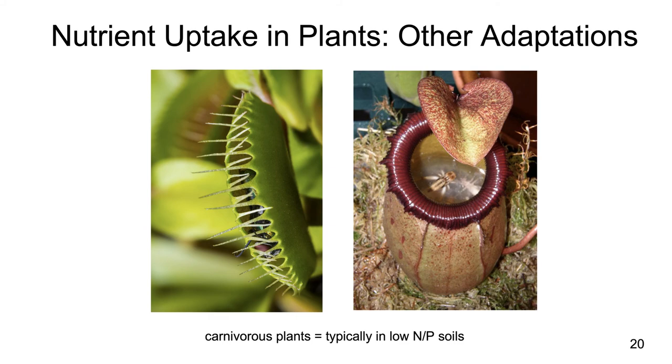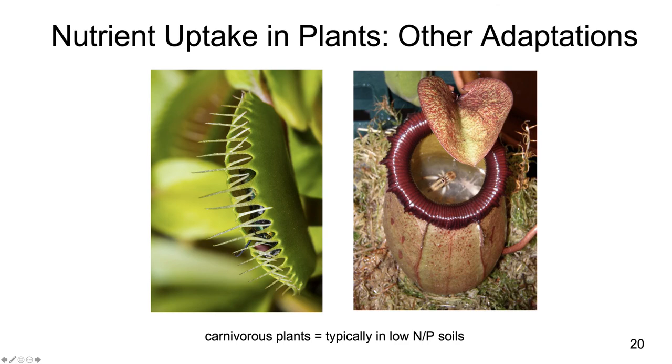Other interesting adaptations that plants have to increase nutrient uptake, other than mycorrhizal fungi, that we can talk about: we see examples in nature of several types of carnivorous plants. So a Venus flytrap, or this pitcher plant that you see right here. This Venus flytrap will trap a fly in it and dissolve that fly, or these pitcher plants will trap crickets and other insects in them and dissolve those crickets.